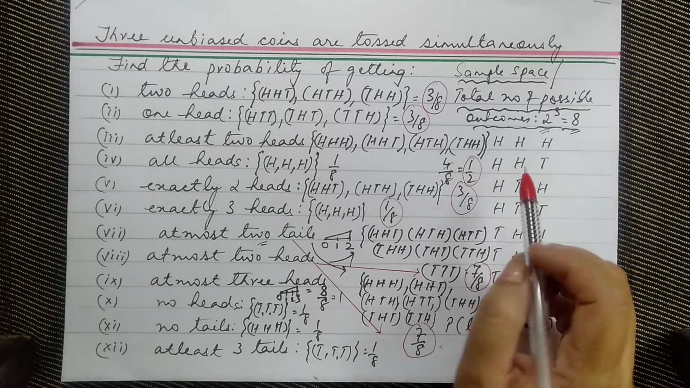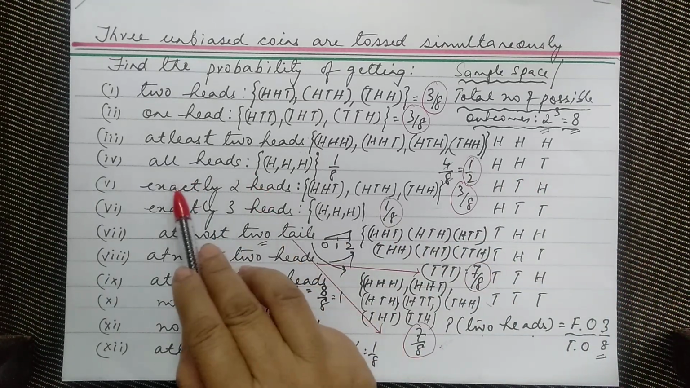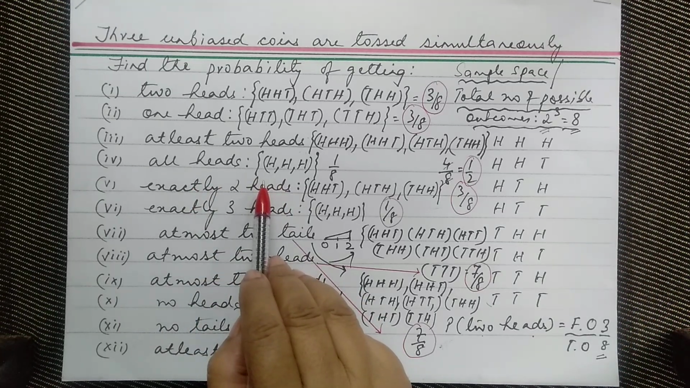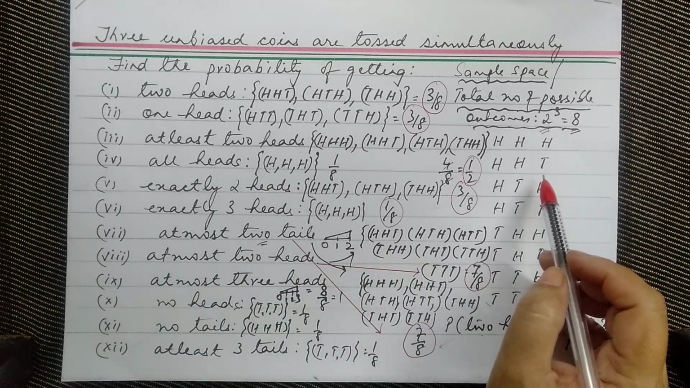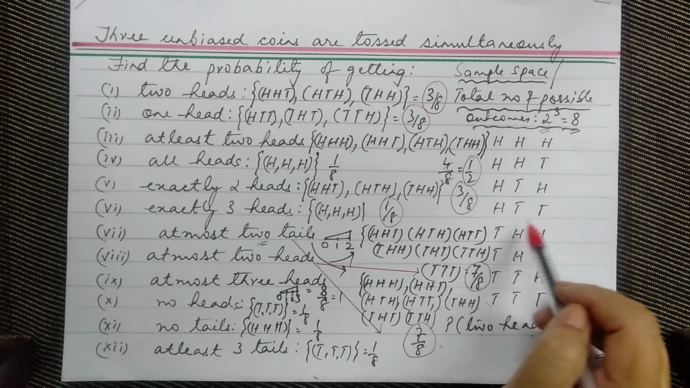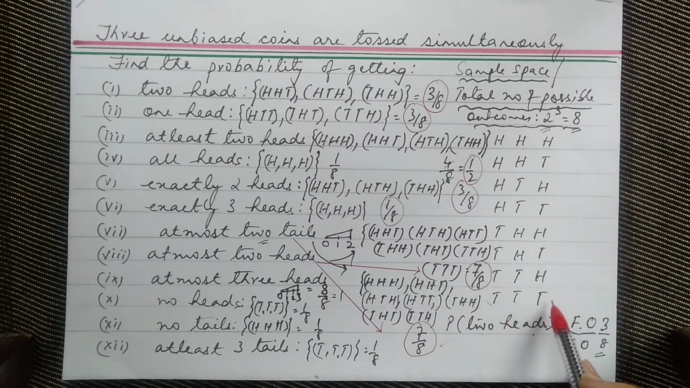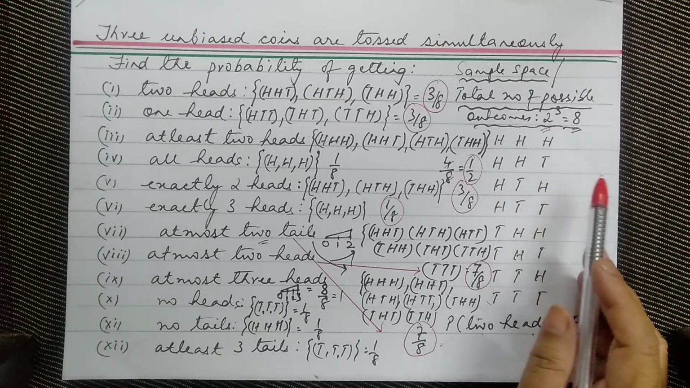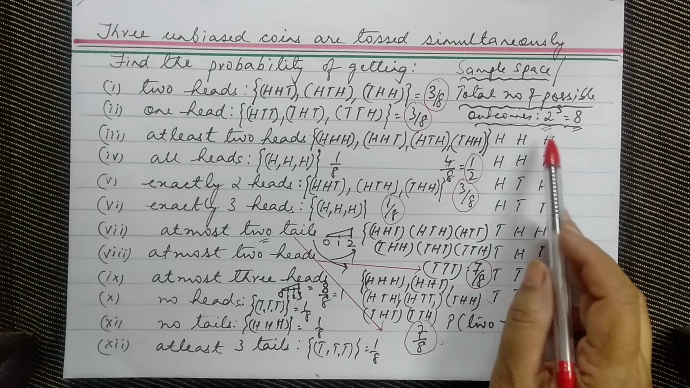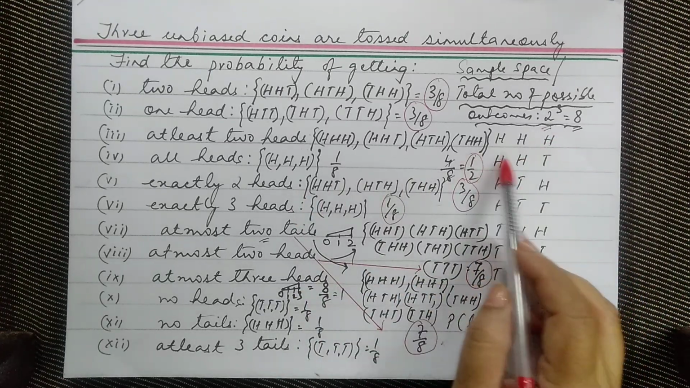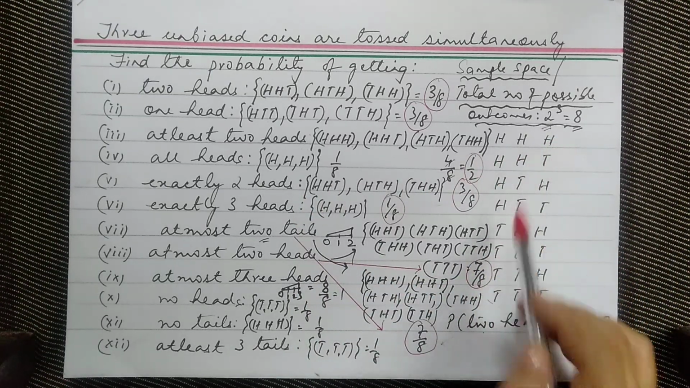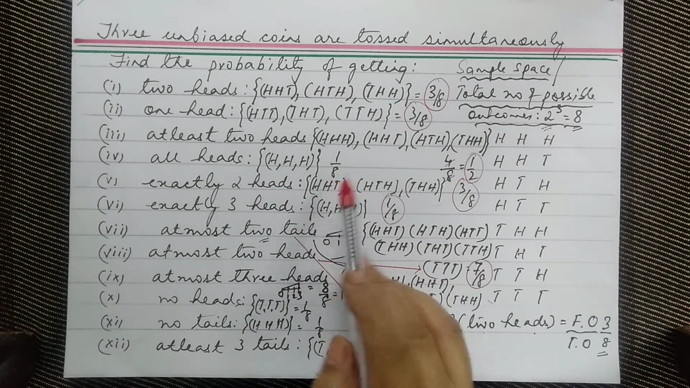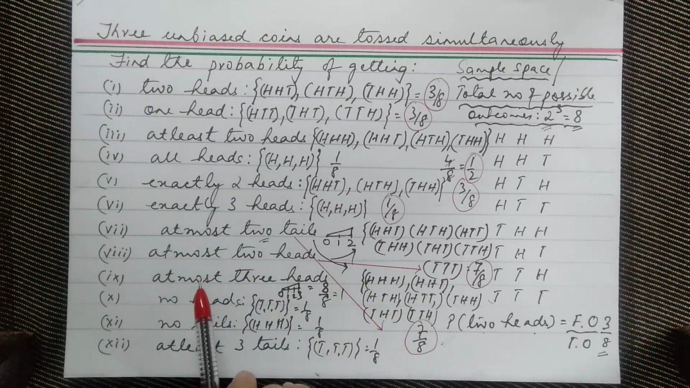Alright? Next, all heads. I'll not be fussy. All I need is all heads. Means I don't want a tail to be seen in my combination. So here there are so many tails. Here also tail, tail, tail, tail, tail, tail. Which one is clear of tails? Obviously the first one. So in such a combination I just get 1 out of the 8. So HHH is all heads and 1 upon 8 is my probability of getting all heads.